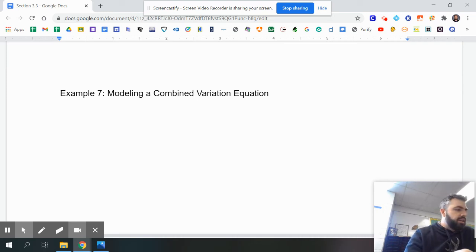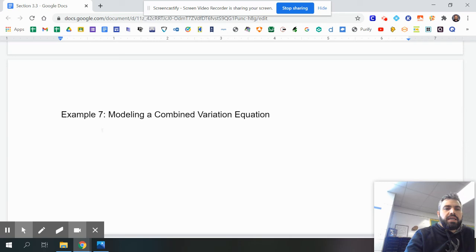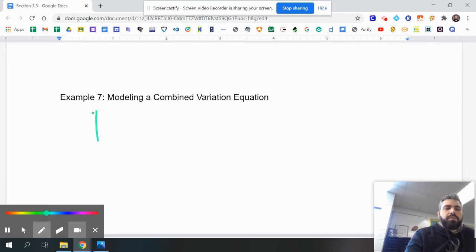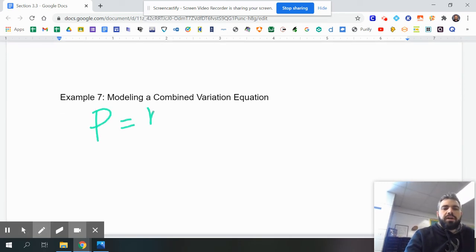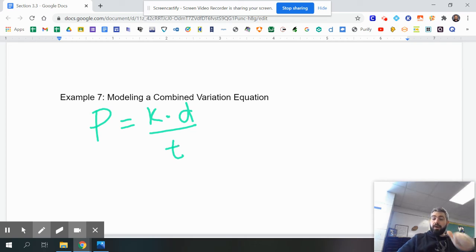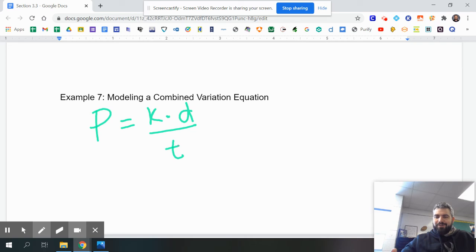So we'll think about it like this. Our power P is equal to some constant of variation K directly with the distance D, but inversely with time. So power is equal to some value K times distance divided by time. And so let's look at a problem. I guess I kind of did that backwards for you.